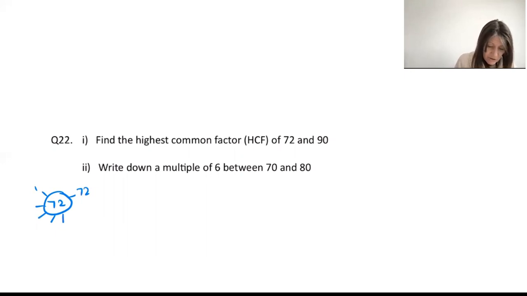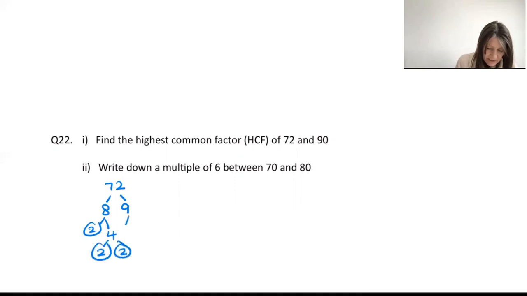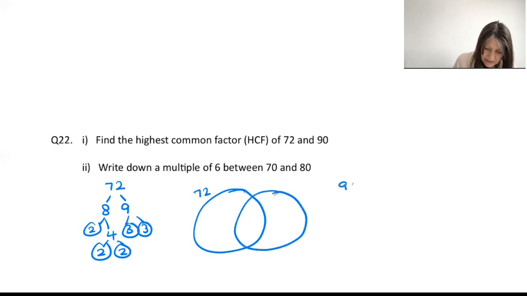So I'm not saying that that isn't a good approach. It would work, but you've got to have made sure that you found them all so that you know you haven't missed any off. Whereas 72 would actually break down into prime factors pretty quickly, to be fair. That would be 4. And then our 9 is 3 times 3. So 72 would go in that circle. 90 would go in this one. We've got 9 and 10, 3 and 3, 2 and 5.